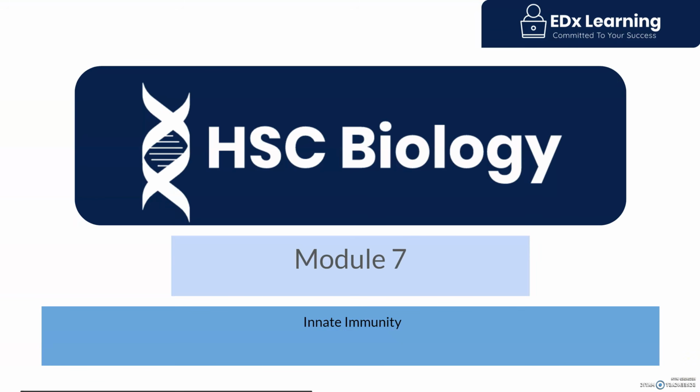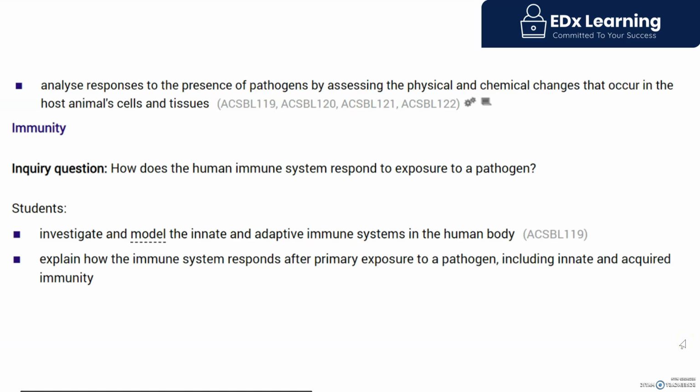So before we talk about inflammation, we need to understand where inflammation occurs in this big picture of the immune response. Inflammation specifically occurs under innate immunity. So for those of you studying the HC biology syllabus, this is under Module 7, the inquiry question on immunity, specifically under investigating and modeling the innate and adaptive immune system. Now, even if you don't study the HC biology syllabus, this video is going to provide a really great overview about inflammation, why it occurs, and why it's important.